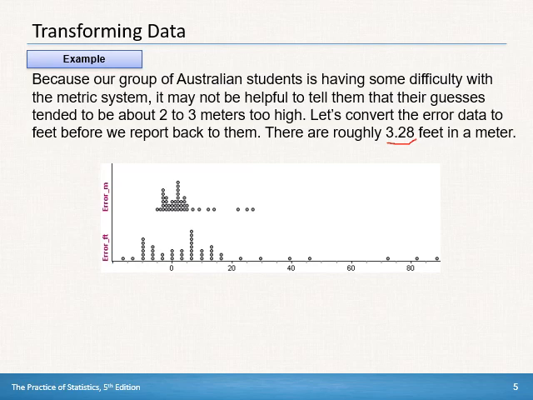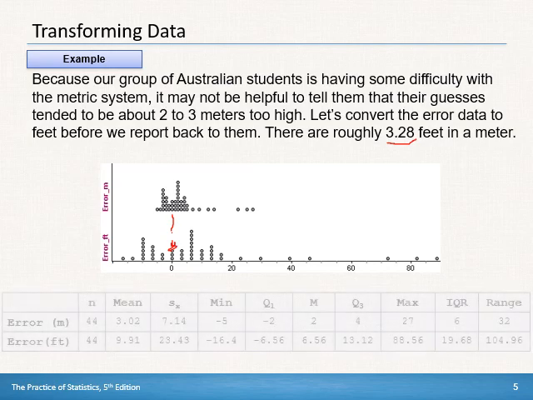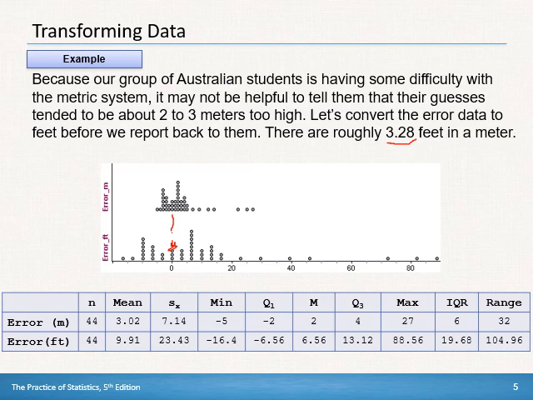Now notice I'm using the same scale on the bottom here. If you guessed 13, remember you would get an error of 0 meters. You would also get an error of 0 feet, right? So I'm trying to draw an arrow. That's not working. But you notice that those values did not change. But all the other values got a little bit more stretched out. Notice the spread of these dot plots is very different.